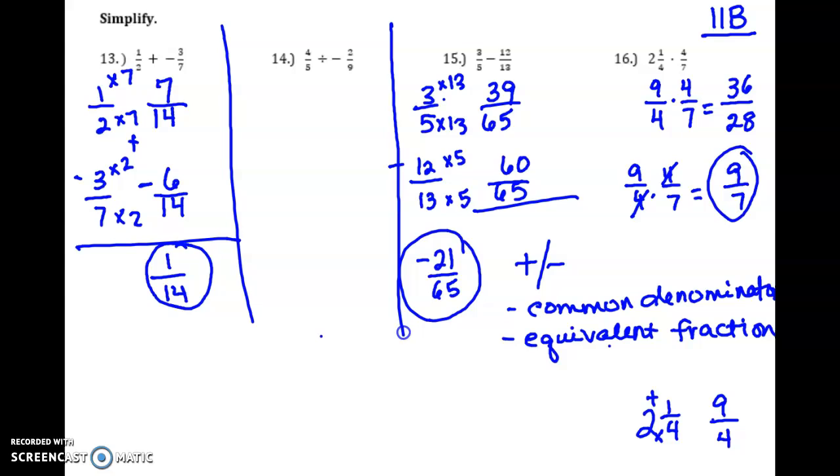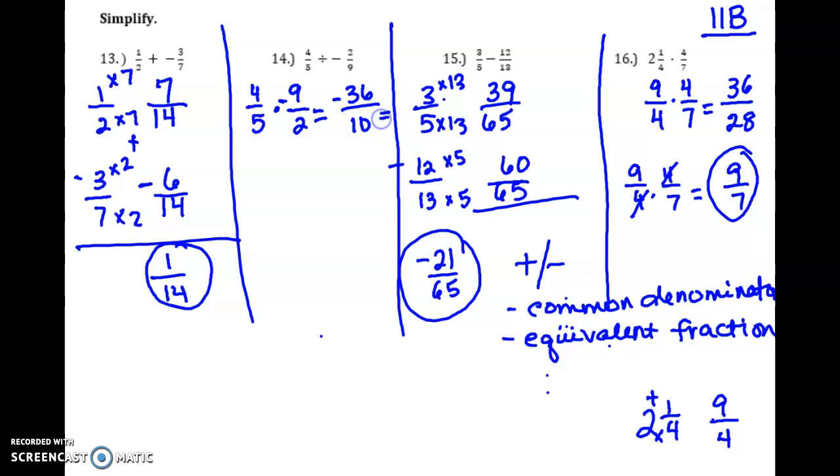Okay, now jumping back to 14, 14 is a division problem. Now remember, with division problems, you turn it into multiplication and you multiply by the reciprocal. So the first fraction would stay the same, it would be 4/5, and then the division would change to multiplication, and then the second fraction, the divisor, we take the reciprocal, it would be 9/2. And don't forget, it's negative. So when we go straight across, 4 times 9 is -36, and then 5 times 2 is 10. But then we simplify that to be -18/5.